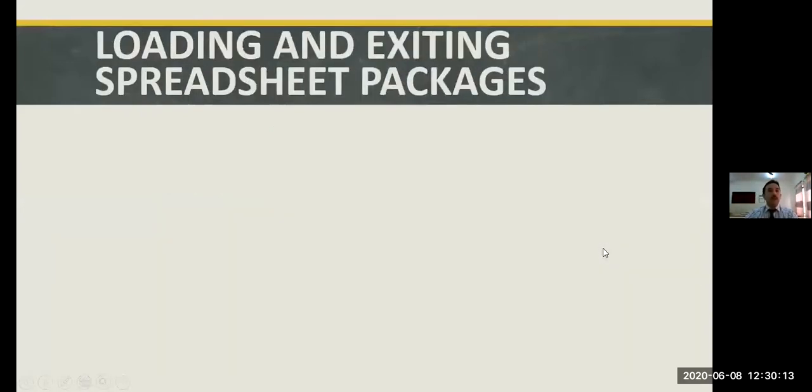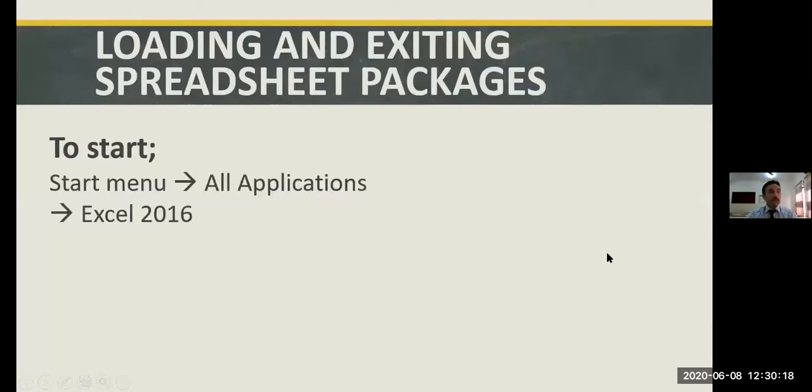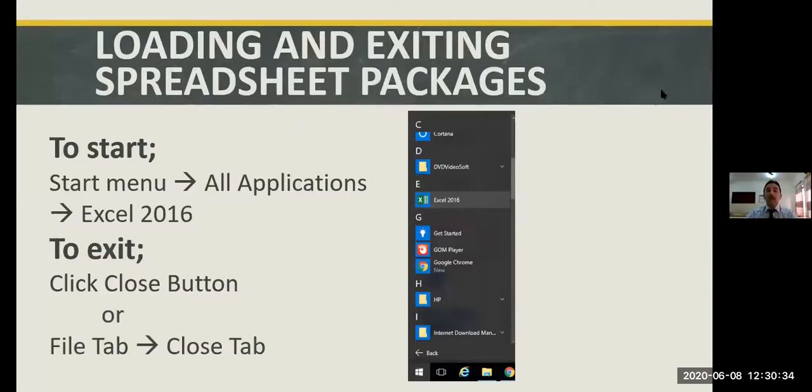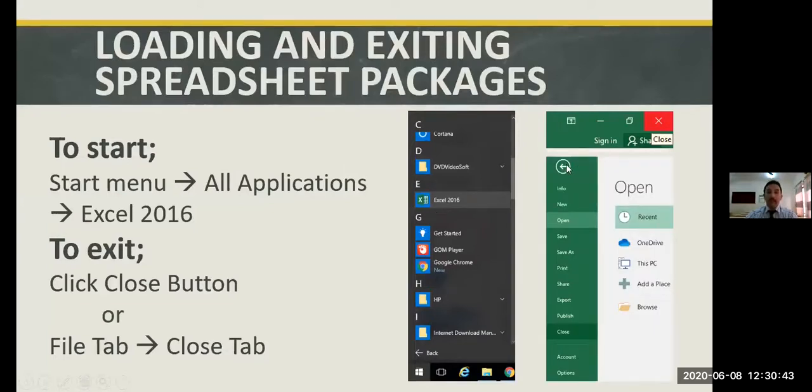And loading and exiting spreadsheet packages. Let me show you how we can do it. From the start menu we can go to applications, as you see here, click it and you can find it here. And to exit, if you finish your work, you can close with the cross sign from the top right side of the screen, the close sign, and the other way, you can go to the File tab, as you see here, File tab and Close tab, okay? After that, you can finish it.